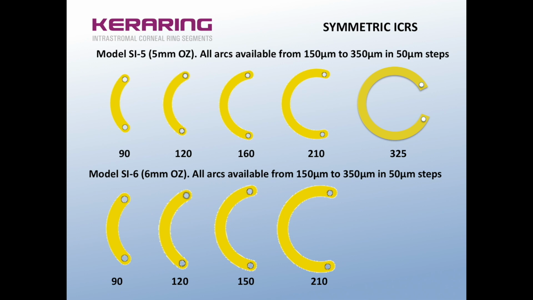To these variables, we add a third one, which is the thickness of the rings that varies from 150 to 350 microns with a pitch of 50 microns. So practically for each of those we mentioned before, there is the 5 mm and 6 mm version with arcs of 90 degrees, 120 degrees, 160 degrees, 210 degrees, and 325 degrees, and for each, there is a specific thickness available. These determine how much correction we are going to make with the intrastromal ring and how difficult it is to choose the appropriate one to correct our keratoconus.